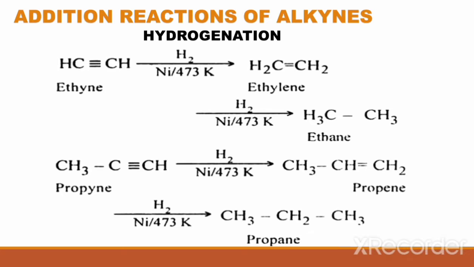The other example is propyne, a three carbon compound. Then the same process will occur in the same condition. Then the triple bonded carbon will convert into double bonded carbon, and then the process will repeat, and the double bonded carbon will convert into single bonded carbon, and the propyne will convert into propane, means the alkyne will convert into alkane.